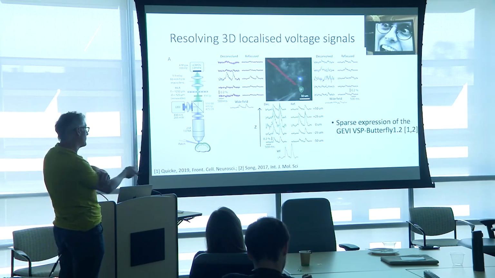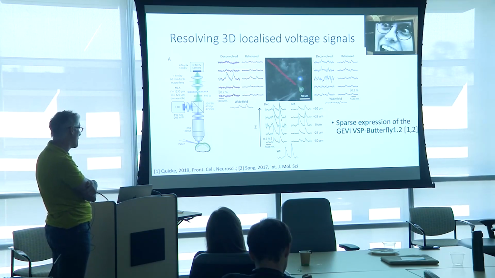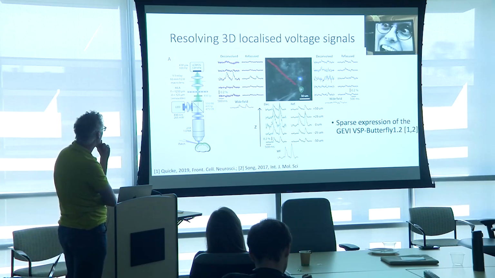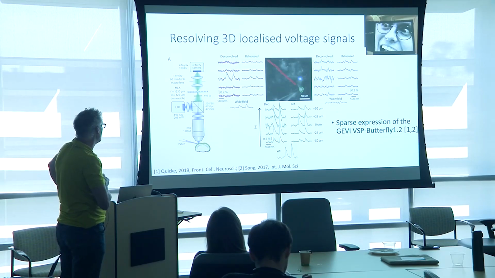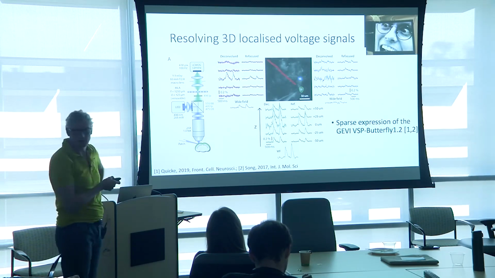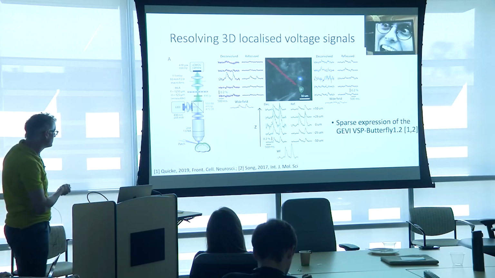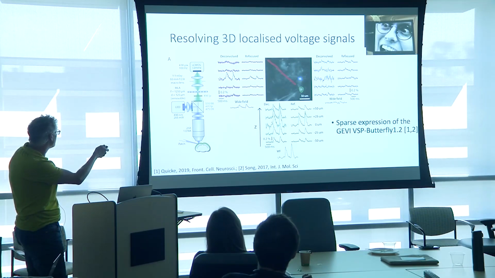These were done with various of Thomas Knöpfel's voltage indicators. This is the VSFP Butterfly with sparse expression, which for these applications is the first thing to apply. This is the proof of principle, possibly the first proof of principle of light field voltage imaging. I don't know if anyone else has done it yet. If we can get this done, then we'll be first. We've collected a bit more data and are hopefully ready to send the paper in the next few weeks. Peter is working on this now. This is basically the setup.